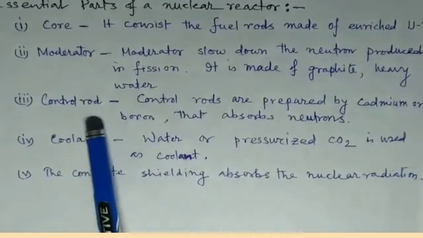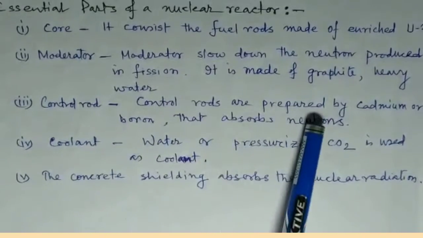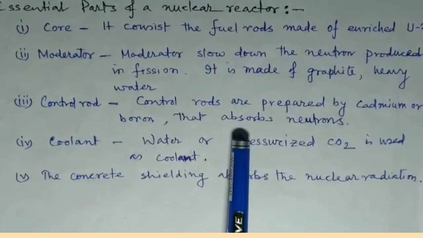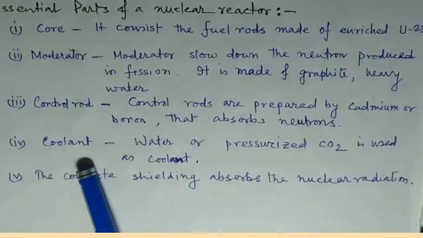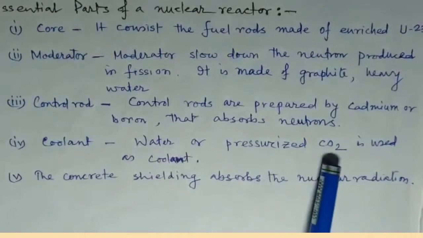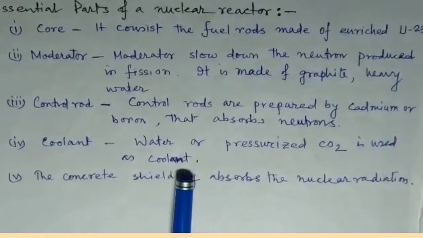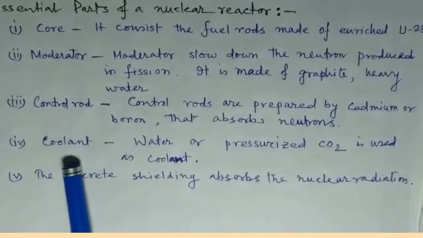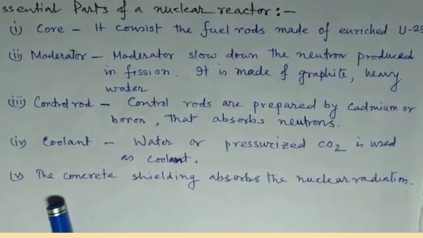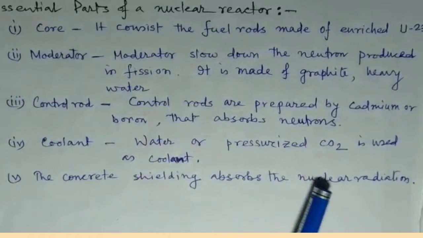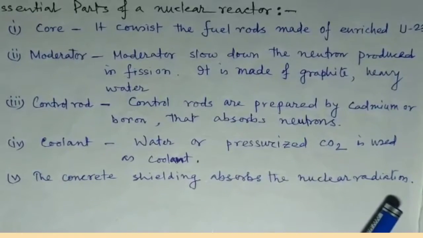The third one is control rod. Control rods are prepared by cadmium or boron that absorb the extra neutrons. Fourth one is coolant. Water or pressurized carbon dioxide is used as coolant, because enormous amount of heat is generated, so we need a coolant. And the last one is the concrete shielding, which absorbs the nuclear radiation.